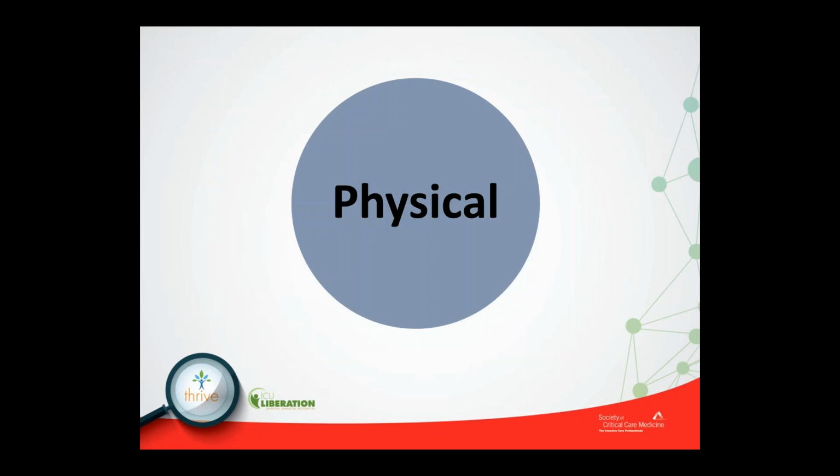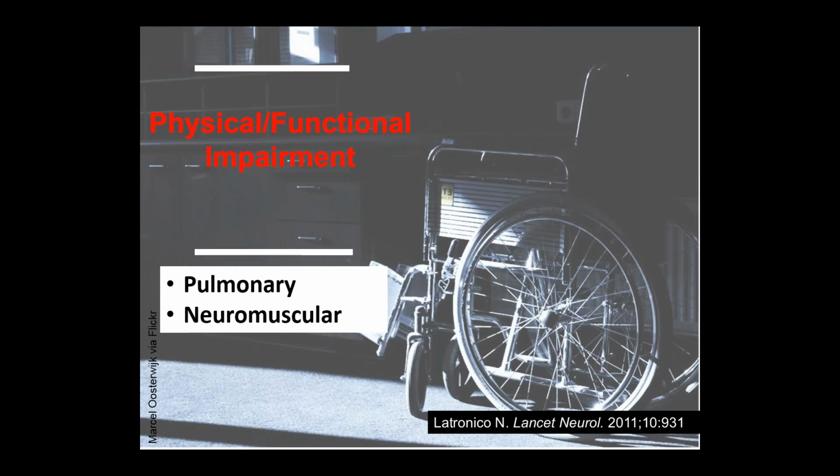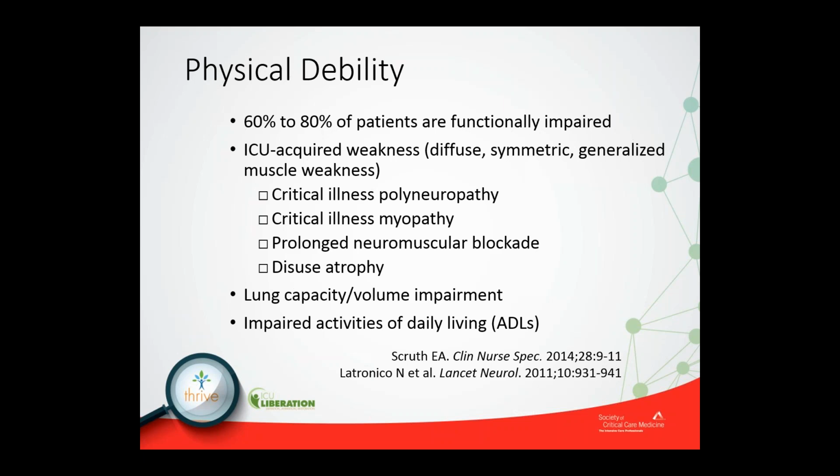There are physical symptoms under the rubric of PICS. We've talked about cognitive impairment. We've talked about mental health issues. There are physical issues we should talk about, and physical functioning in the context of PICS disabilities often are pulmonary or neuromuscular in nature. We know from literature that various people have published that between 60 and 80% of patients are functionally impaired, particularly in the early weeks and months after ICU discharge. There are various kinds of ICU weakness that have been identified: critical illness polyneuropathy, critical illness myopathy, prolonged neuromuscular blockade, disuse atrophy, and so it goes.